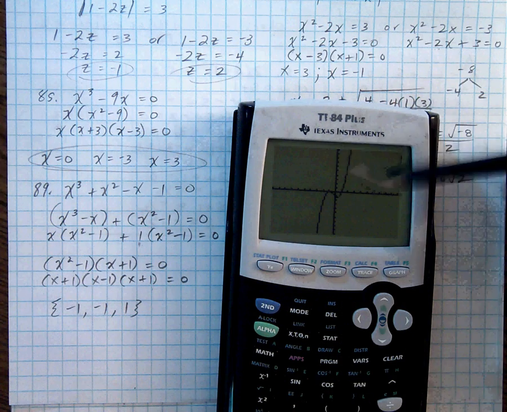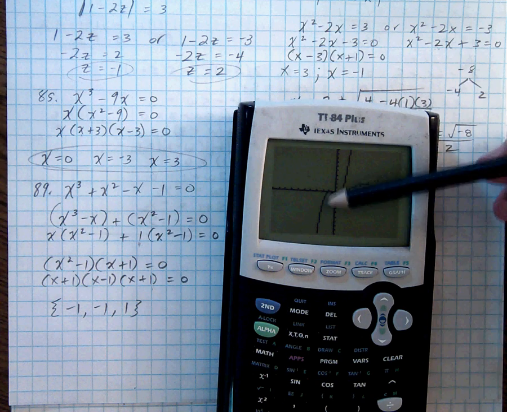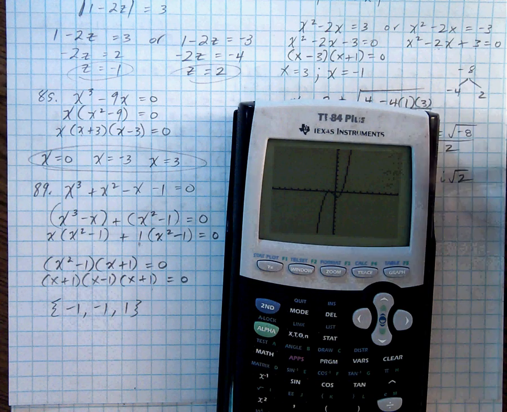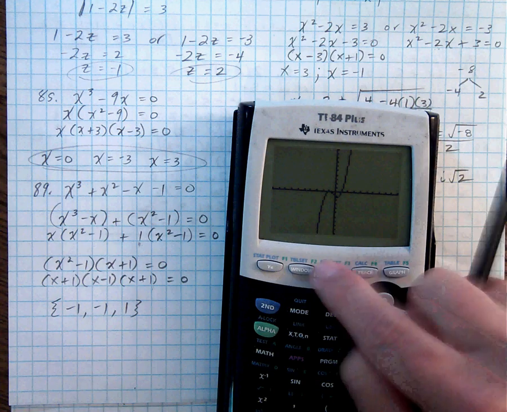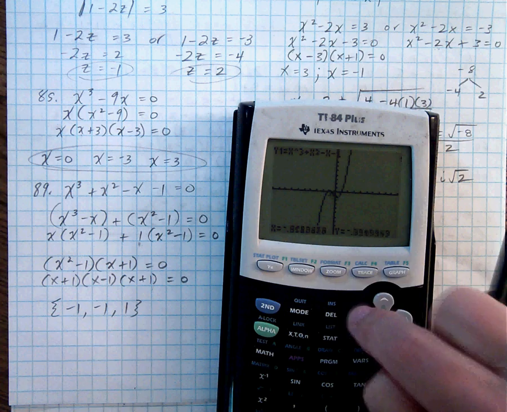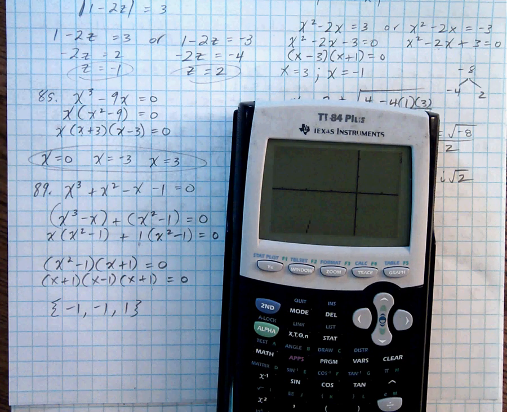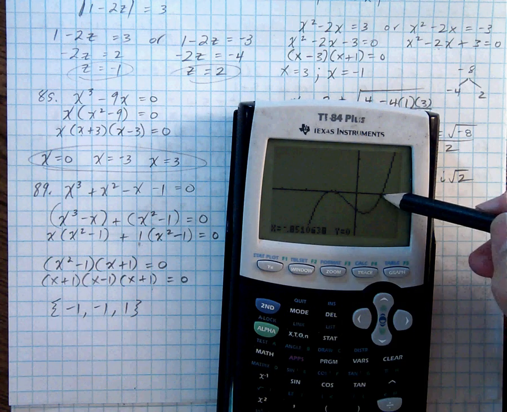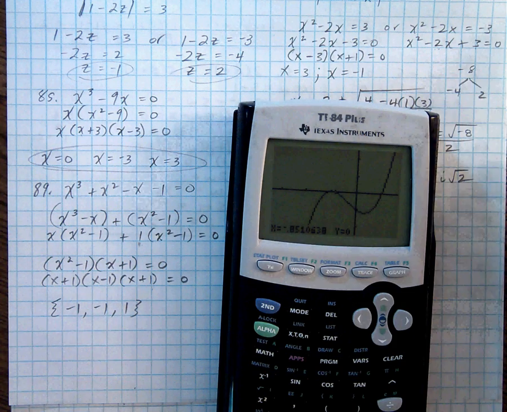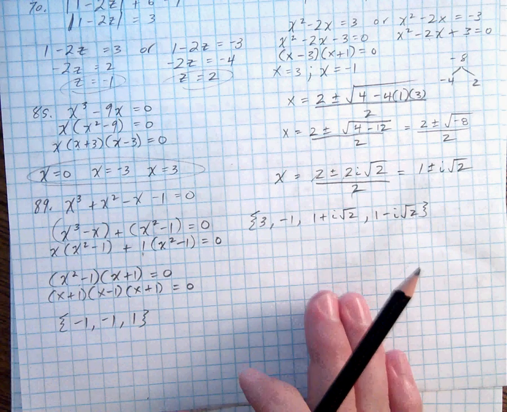Alright, so right here you see how it just touches at negative 1? That's why it's a double root, right? It bounces off, it does not pass through, so we call that a double root. Let me zoom in on it a little bit. Bounces off it there. So you have 1 and then negative 1 twice. Alright, what else do we have?